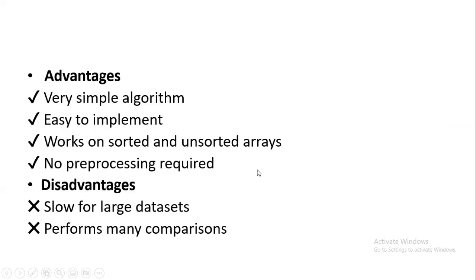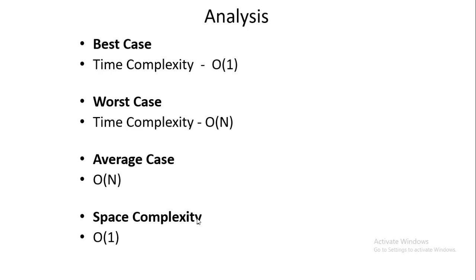Now moving to the advantages and disadvantages of linear search. As we have seen, it is a very simple algorithm, easy to implement, and it works on unsorted as well as sorted arrays, and there is no pre-processing required. But along with the advantages, there are certain disadvantages. It is slow for large data sets, as it has to perform too many comparisons. So that is the disadvantage.